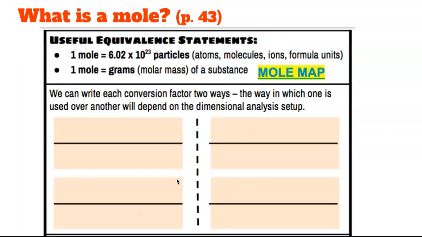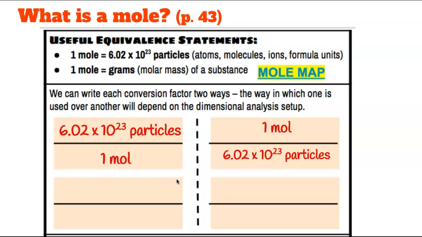We can use these numbers as conversion factors, and we write them as fractions. One way we could write it is 6.02 times 10 to the 23rd particles is equal to 1 mole, or we can flip this ratio upside down and say 1 mole over 6.02 times 10 to the 23rd particles. We can also do this with mass. We know that 1 mole is equal to the molar mass on the periodic table. We can flip this the other way, put moles on top and grams on the bottom.